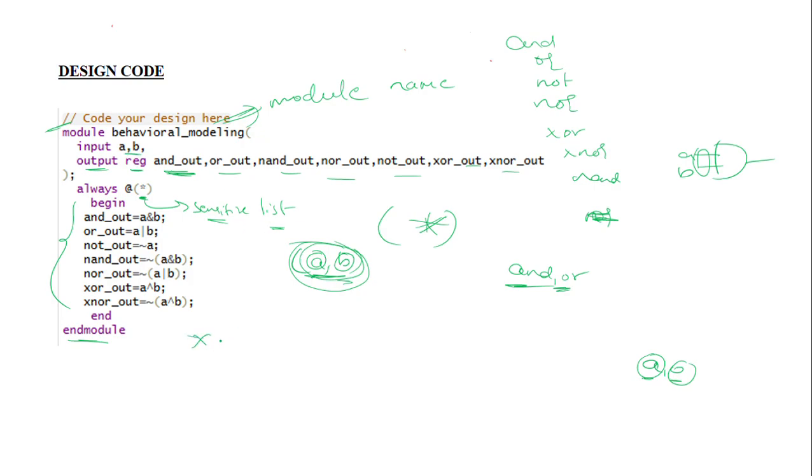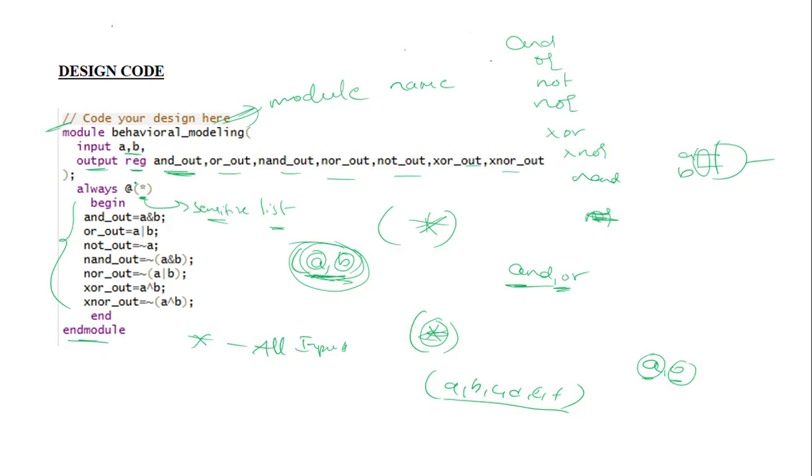So star represents all inputs. Now these are only two inputs, but in complex code there may be 5, 6, or 7 inputs. So you simply write star, which means it represents all inputs. No need to write A comma B comma C comma D comma E comma F. We can simply write the star symbol, and it means all the inputs we have.